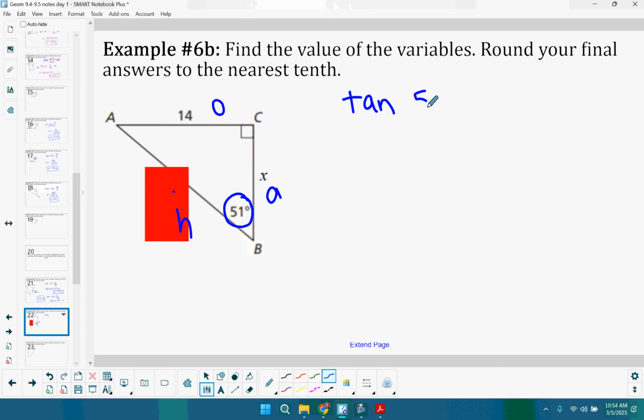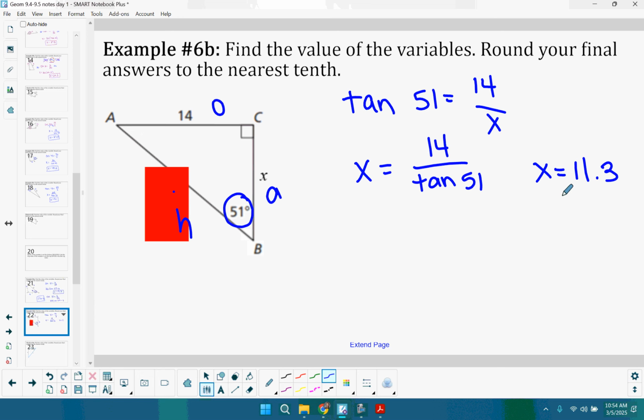So tangent 51 equals 14 over x because it's O over A. Notice now the number's on the top. So we're going to have to use division. 14 divided by tangent of 51. And on our calculator, that gives us x equals 11.3.